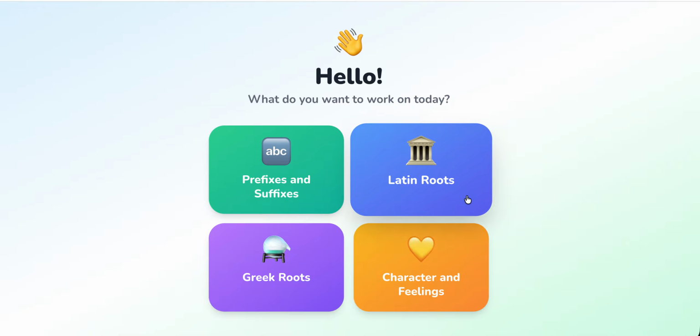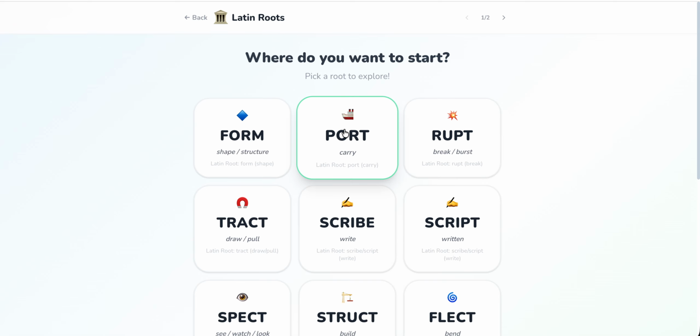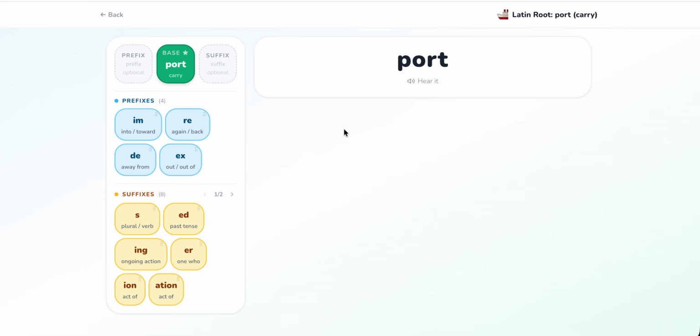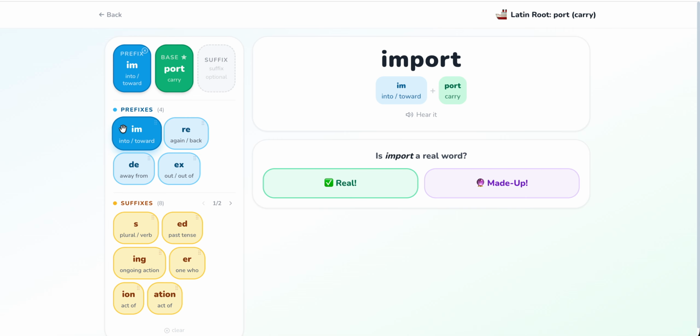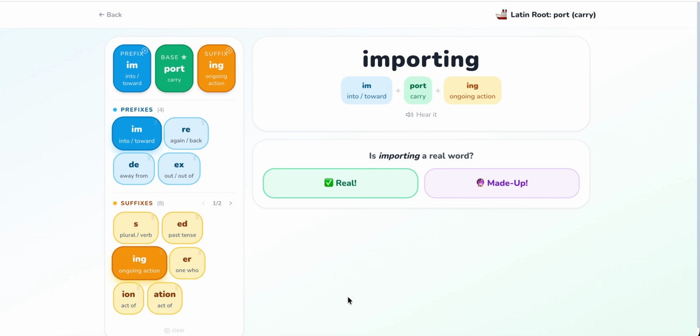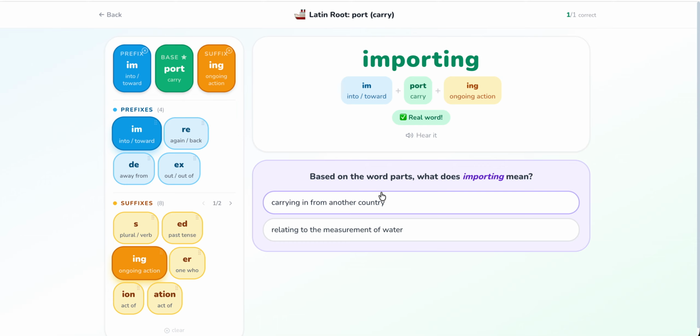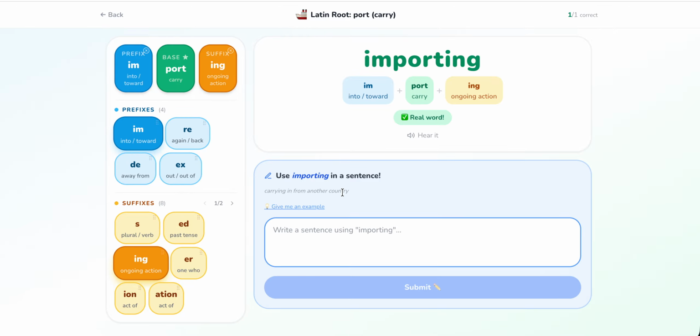So essentially, this is just like your standard word matrix system, right? So if we're looking at port, I can add a prefix, I can add a suffix, and then I have to determine, is it real or is it made up? Importing, that's real. And then I have to figure out what it means, so I can tell by the word parts: in, carry, ongoing action, probably carrying in from another country. That's right. And then I can use it in a sentence.